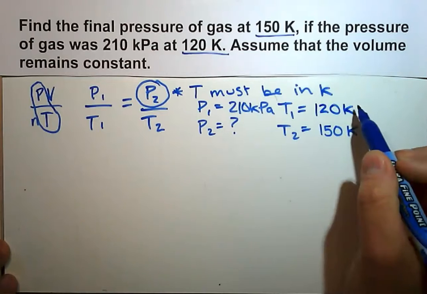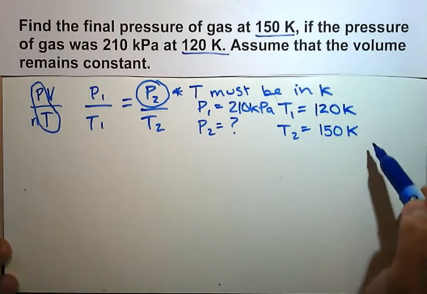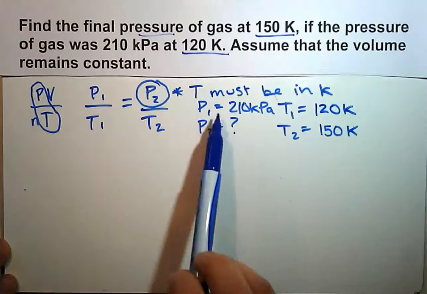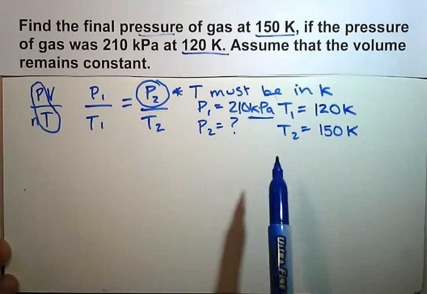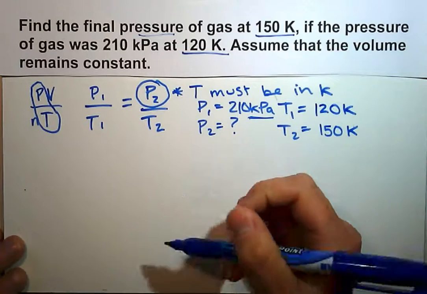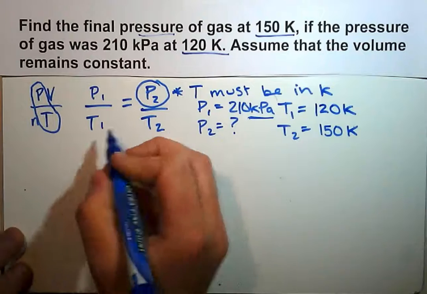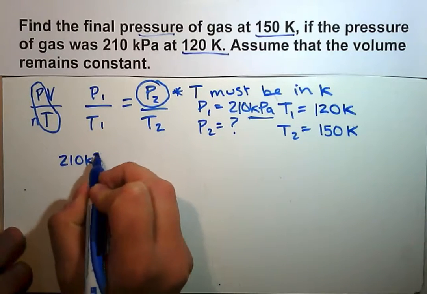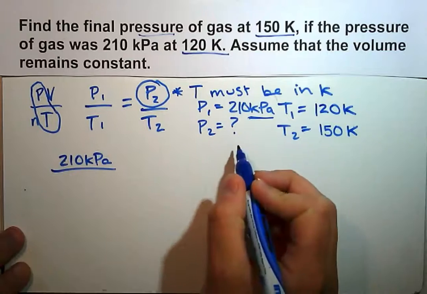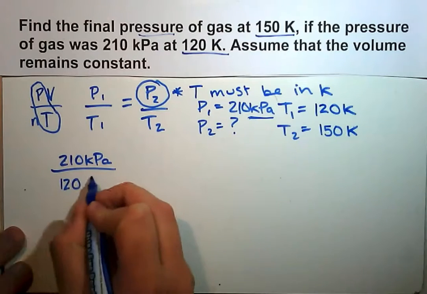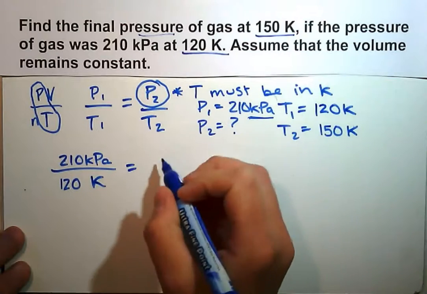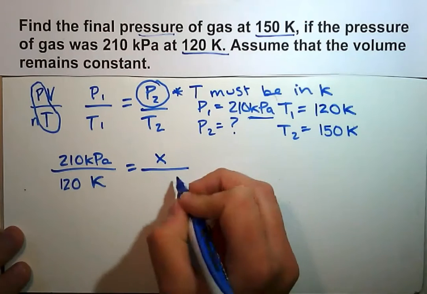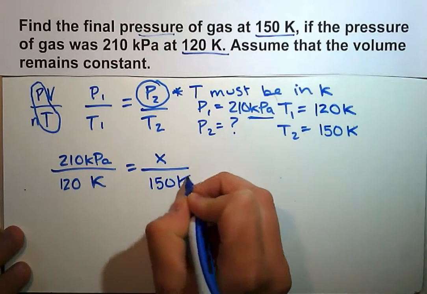So our units are consistent. We have Kelvin for both of our units of temperature, and it doesn't ask for a specific unit of pressure, so we can give our pressure in kilopascals, which is what it will come out as. Let's go ahead and substitute our values in. P1, 210 kPa, over T1, which is 120 Kelvin, equals P2, which we're looking for, so we're going to put X, over T2, 150 Kelvin.